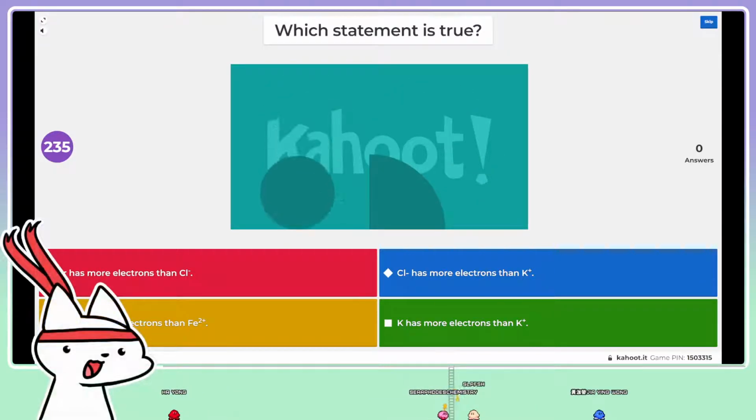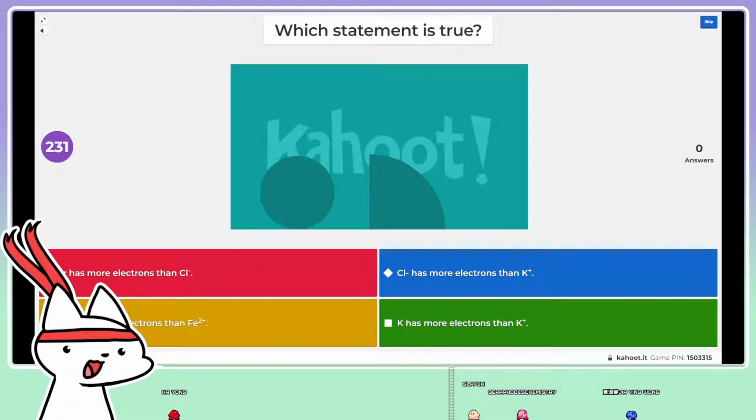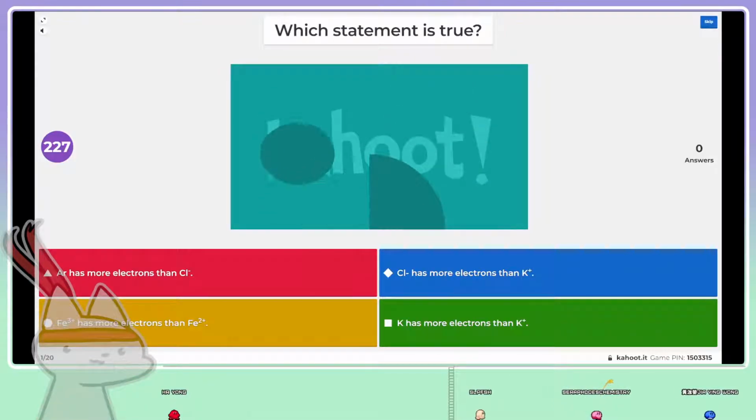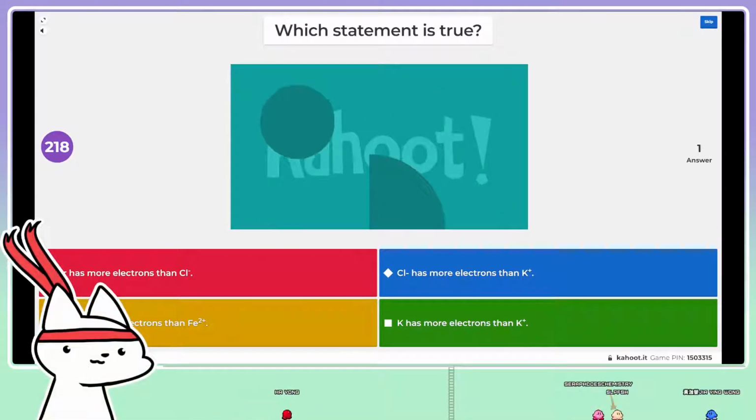Okay, question 1. There will be a short explanation after every question. And if you need a periodic table, that would definitely be helpful.